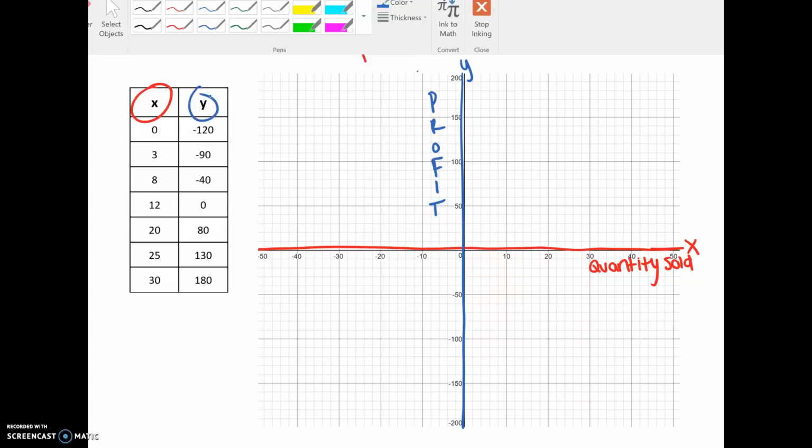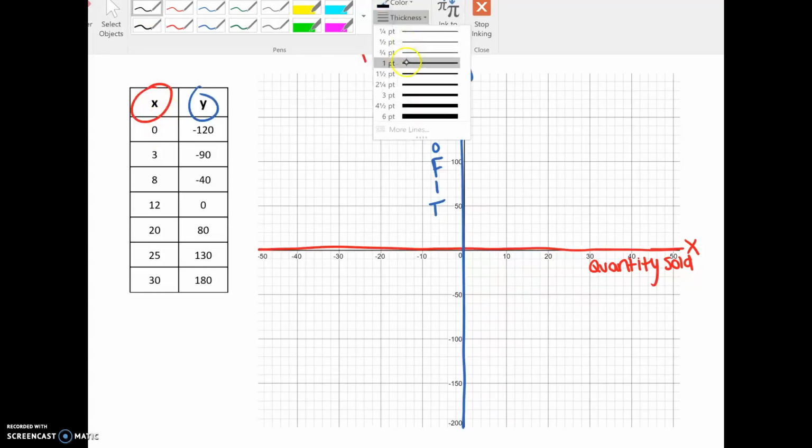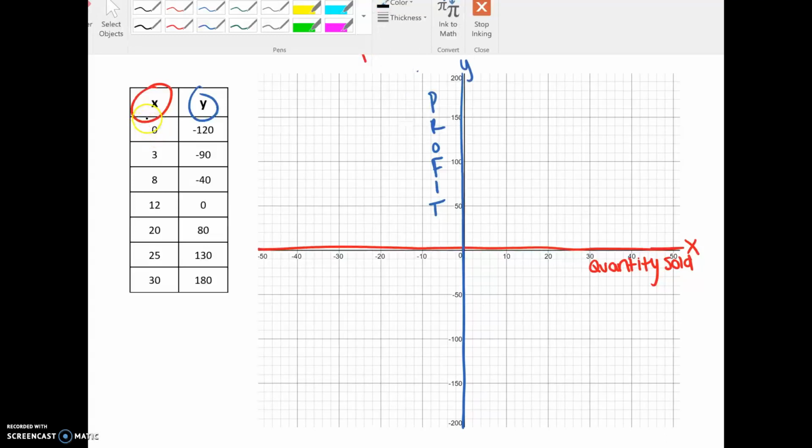So when you go to plot these, you're going to travel two different distances to plot your point. The x distance is left or right, and the y distance is up or down. So our first point is 0 on the x-axis and negative 120 on the y-axis. You can also write that as a point, which would look like this: (0, -120). On the x-axis, that's moving left or right, we're moving 0. 0 movement means we're not moving at all. So we aren't going to move left or right. On the y-axis, we are going negative 120.